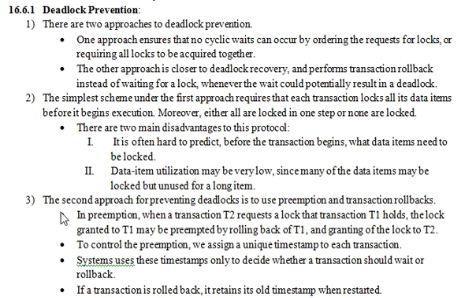Now see the third point. The second approach for preventing deadlocks is to use preemption and transaction rollbacks. What is meant by preemption? Preemption is nothing but forcibly taking over that particular transaction's locks, and we are going to roll back that particular transaction. So that is the second approach for preventing deadlocks. The second approach is in the first point, second bullet.